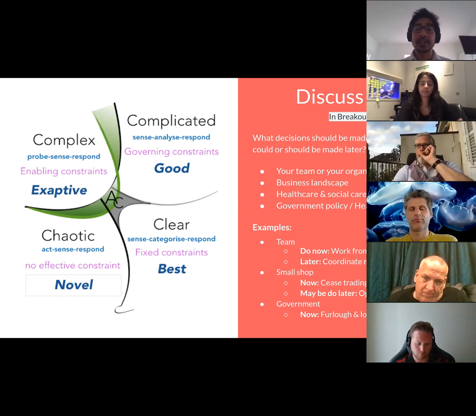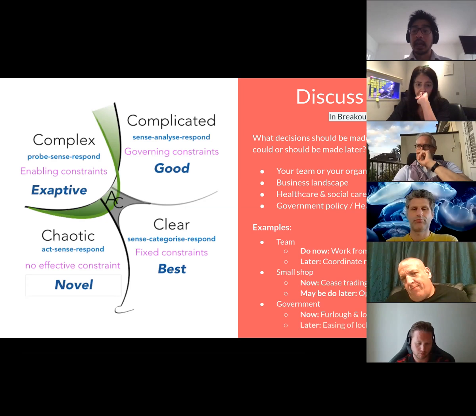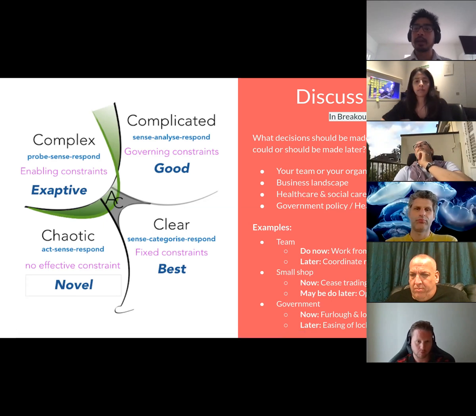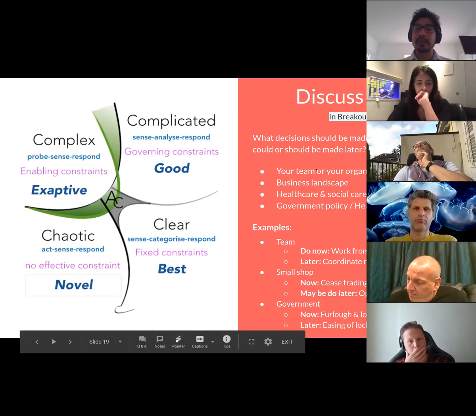That's a decision that many governments made immediately, but they deferred other decisions. They waited for information before knowing what to do regarding easing of the lockdown, which many countries are now moving into. So I provided some examples, and what I'd like to do, if it's okay with you, Chantal, is just divide up everybody.